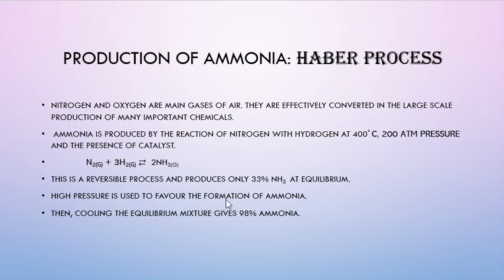The formation of ammonia takes place, and on cooling this equilibrium mixture, it is going to give us 98% ammonia, which is a marked difference for the production. When we don't know the conditions, it gives only 33%, whereas when we have the knowledge of the equilibrium constant and predict different conditions on this reaction medium, the chemist has enhanced production of ammonia, that is 98%.